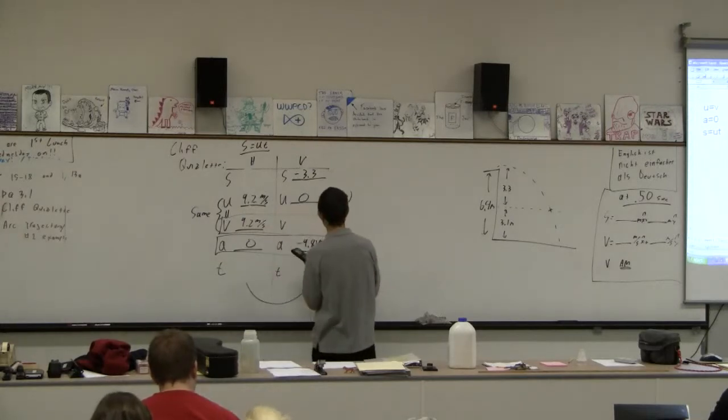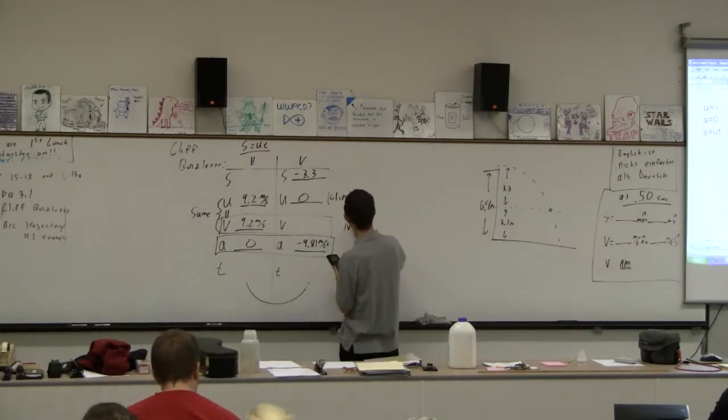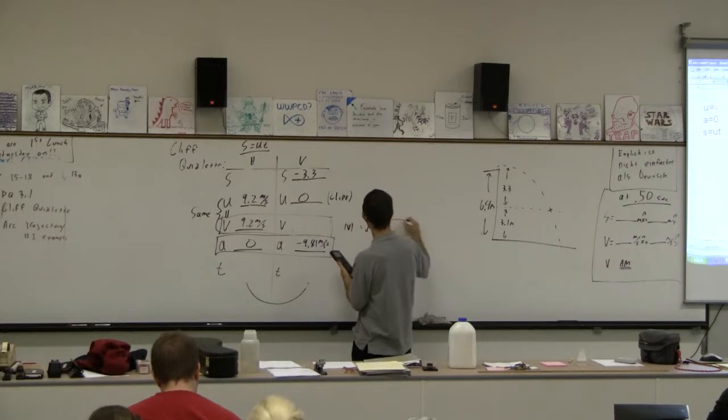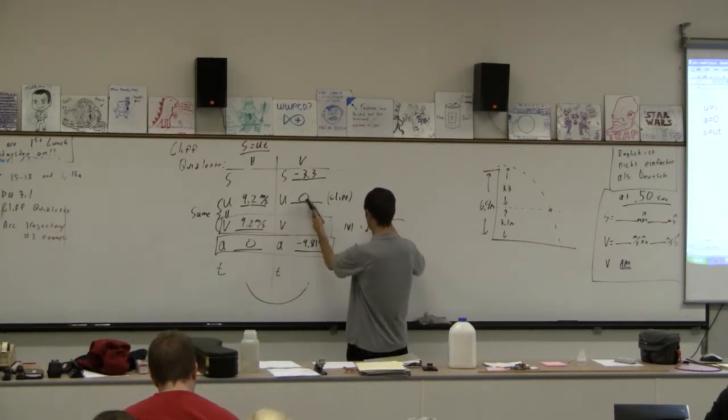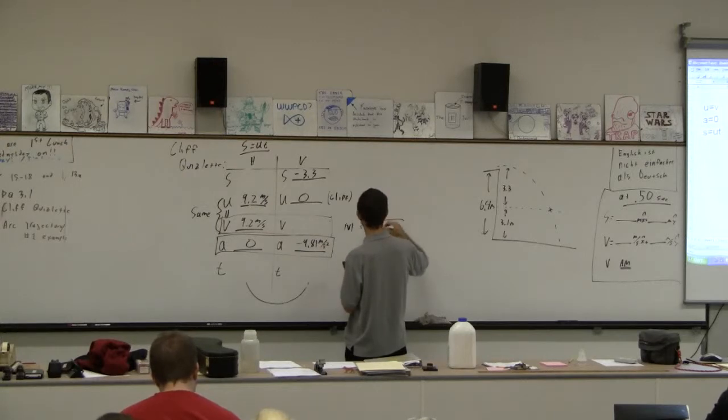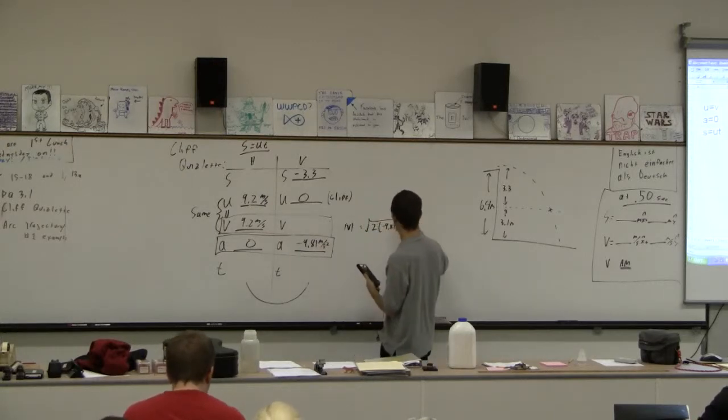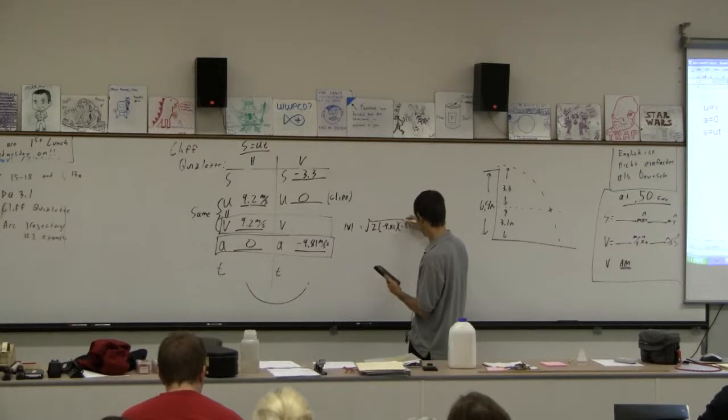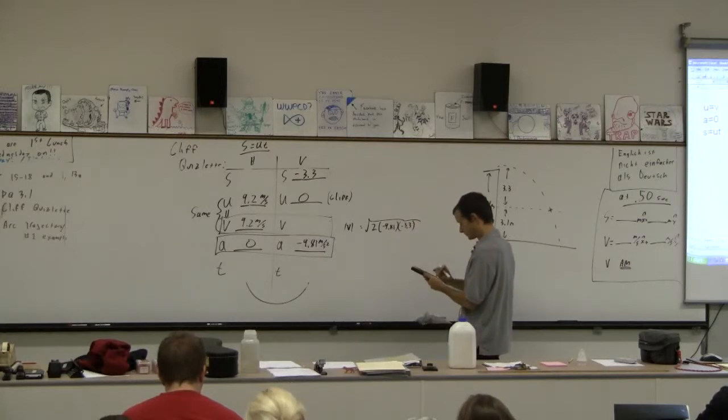My final velocity, the absolute value of it, is going to be the square root of u squared, which is 0, plus 2 times negative 9.81, that is 2as. S is negative 3.3. So the square root of 2 times 9.81 times negative 3.3. I'm going to store that in V.